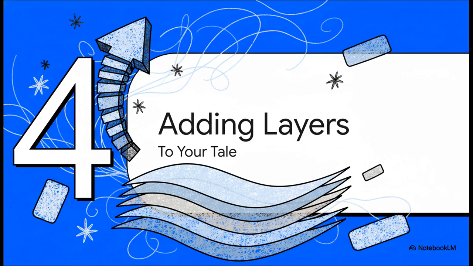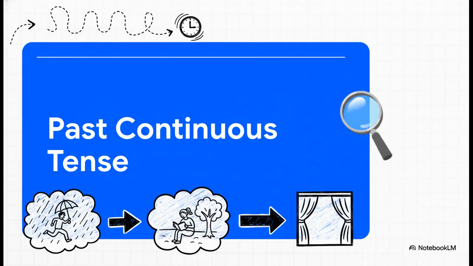Let's start adding some layers to make our stories richer, more detailed, and just way more interesting to listen to. And here is our first layer, the past continuous. This tense is like your secret weapon for setting the scene. It describes something that was happening, an action in progress, when something else suddenly happened. This is how you build suspense and give your story some real atmosphere.